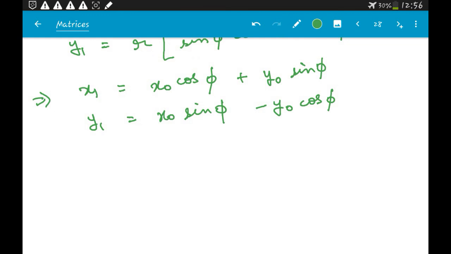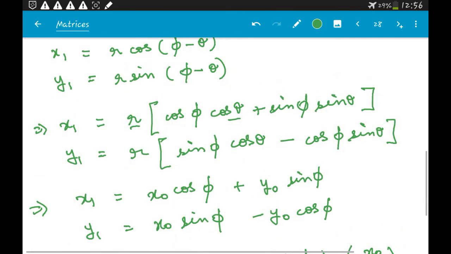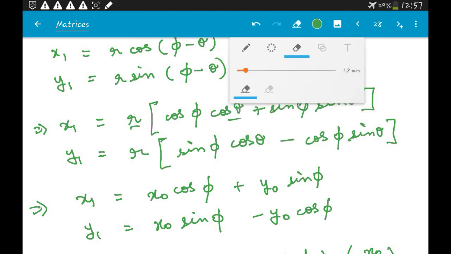So you can see we now have x1, y1, and we can write it in terms of a matrix. x0, y0, you have cos phi, sine phi, sine phi minus, sorry, am I missing something?